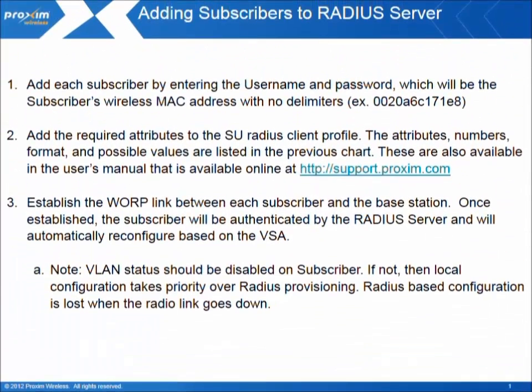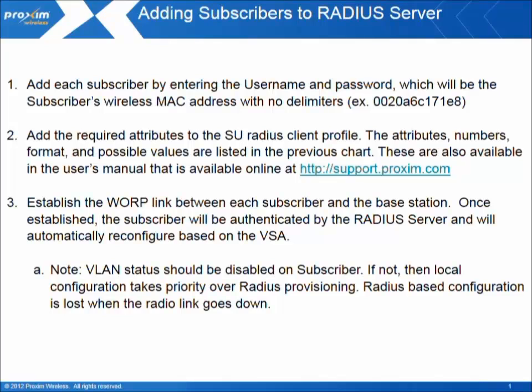Add each subscriber by entering the username and password, which will be the subscriber's wireless MAC address with no delimiters. An example is shown here. Add the required attributes to the SU Radius client profile. The attributes, numbers, formats, and possible values are listed in the previous chart. These are also available in the user's manual that is available online at support.proxim.com.